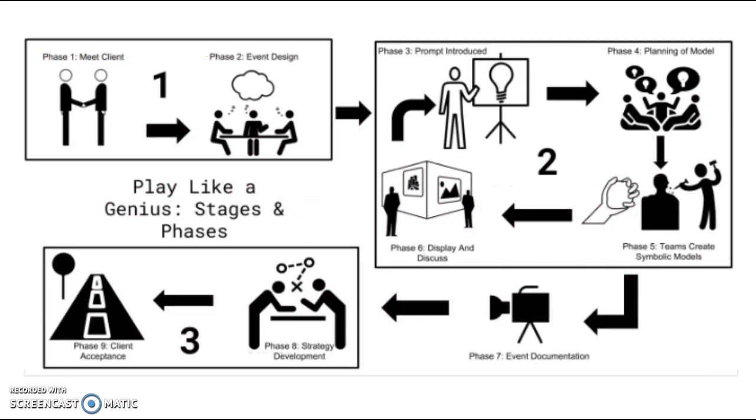This method is completed in 3 stages and 9 overall phases. Here's a visual layout of the process. Each box contains one of the stages, and the phases of the process that take place in each stage. We will now go over each individually.